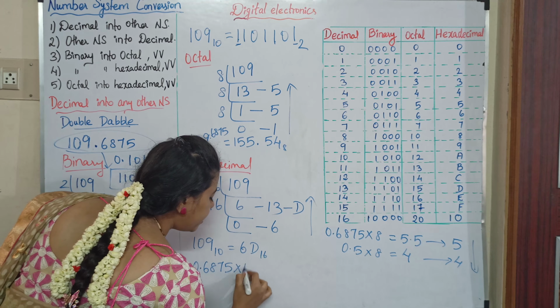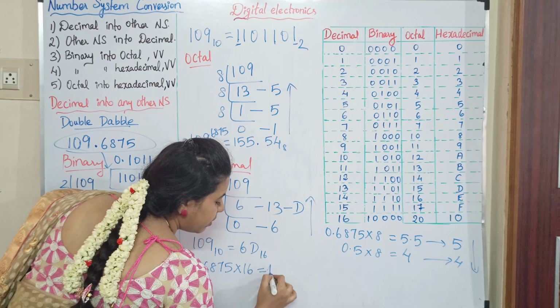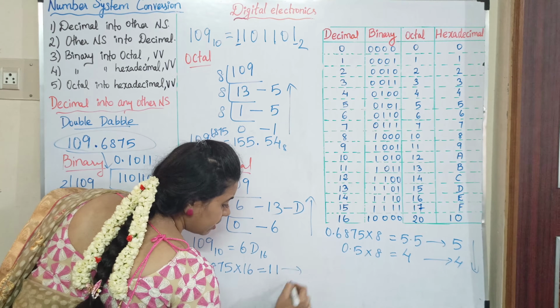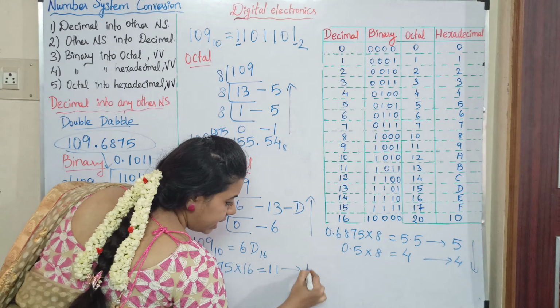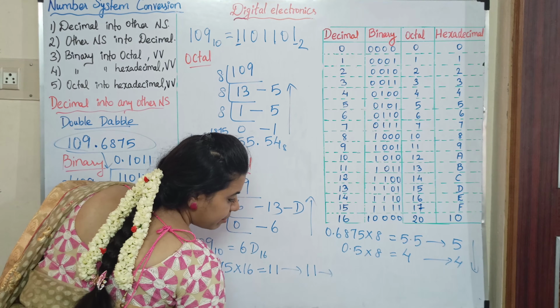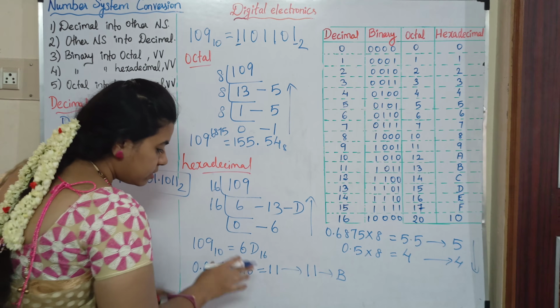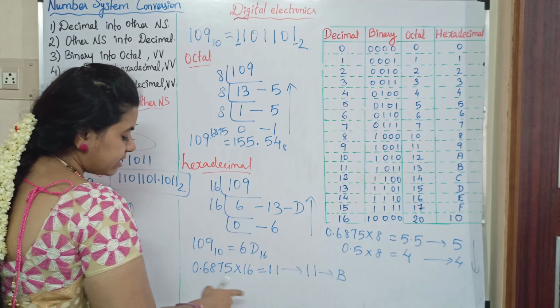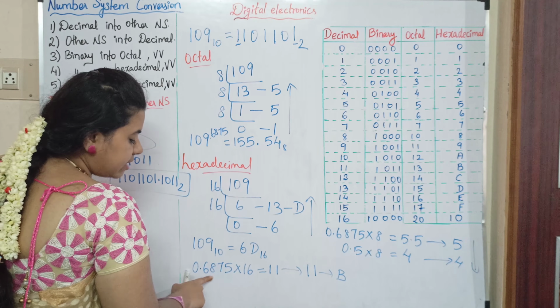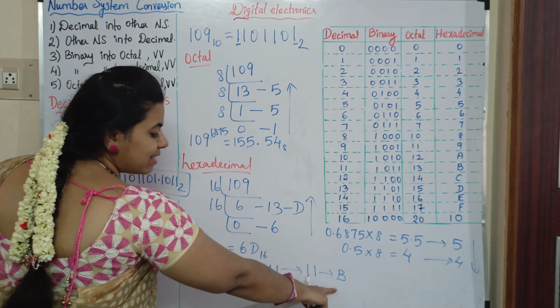0.6875 into 16 is equal to 11. So here what is the integer part? 11. That can be written as B, and there is no fraction. So we can stop here. So in hexadecimal, 0.6875 can be written as B.